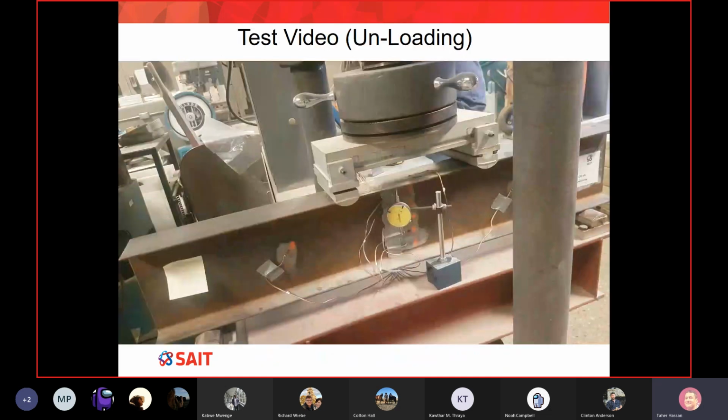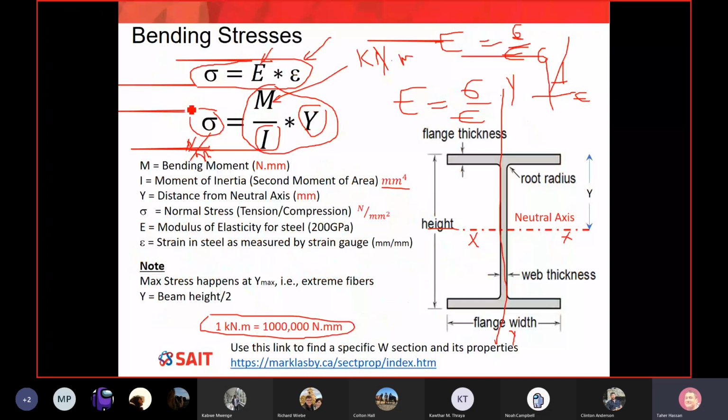Yes, we did. Now I'm asking you, can we estimate the stress from the strain measurement? So if I know this number, the epsilon, and the E is 200 gigapascal, can I find the value of sigma?